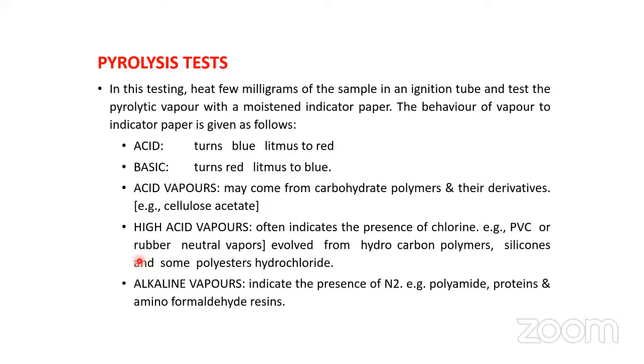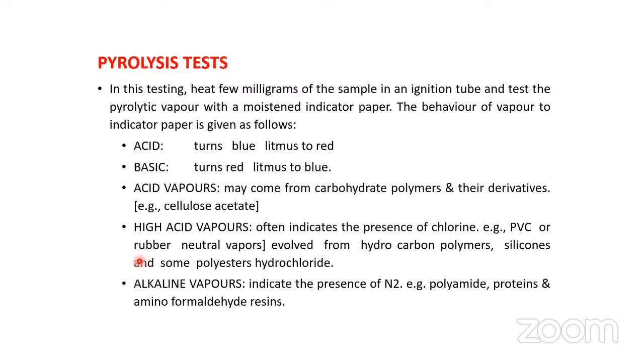Suppose the acidity of the vapors is high, then what kind of materials can it be? It often indicates the presence of chlorine, for example PVC or rubber. Neutral vapors evolve from hydrocarbon polymers, silicones, and some polyester hydrochlorides. This is the other observation: if you get high acid vapors, the polymers will be like PVC, hydrocarbon polymers, or silicones.